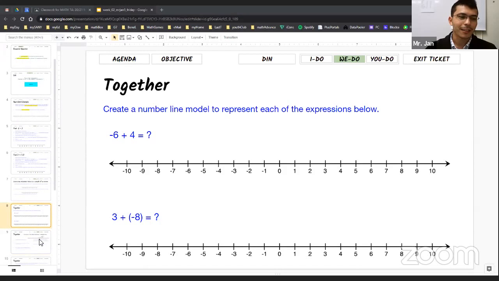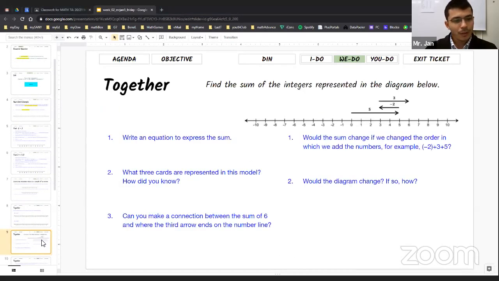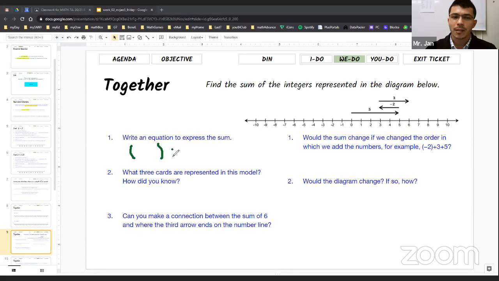Are you ready? Here we go. In this question, we have a model over here, but this time we need to write down the equation. So what will be my first number plus what will be my second number plus, is there a third number? Yeah. Okay. So what will be my third number? Yes, Jonathan.